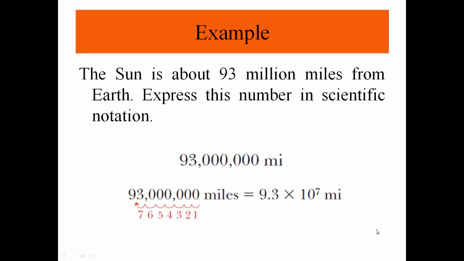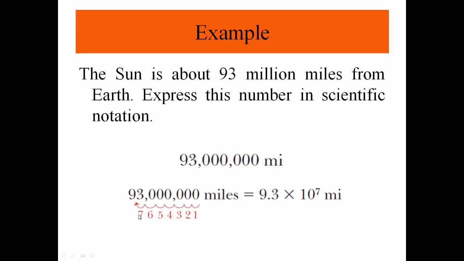Let's have some examples. The sun is about 93 million miles from Earth. Express this number in scientific notation. So here we have 93 million miles. If you want to convert it to a scientific form, we need to move the decimal point until the coefficient becomes a value between 1 and 10. So the decimal point is here. We move it 1, 2, 3, 4, 5, 6, 7. So we move the decimal point by 7 places. So the exponent must be 7.